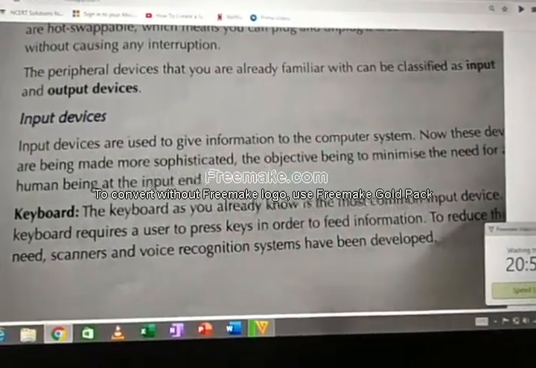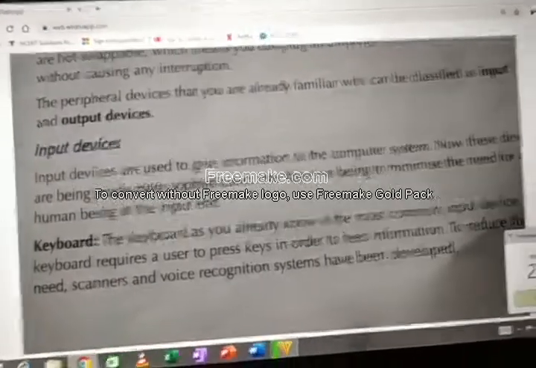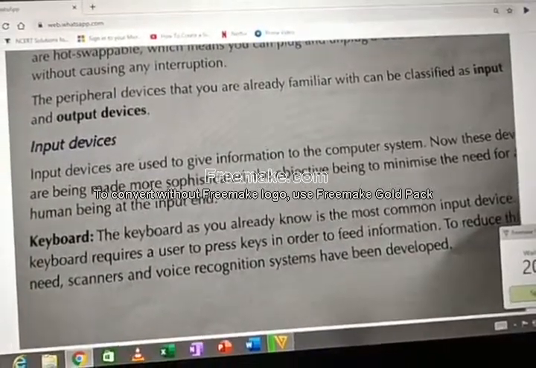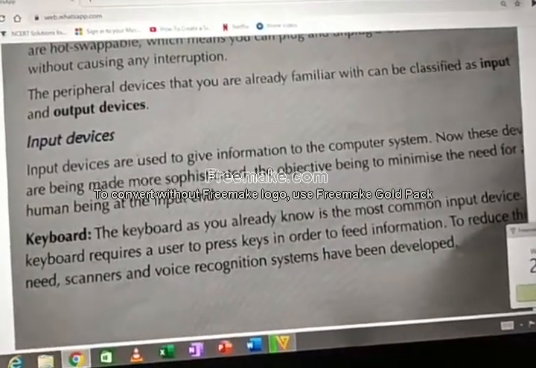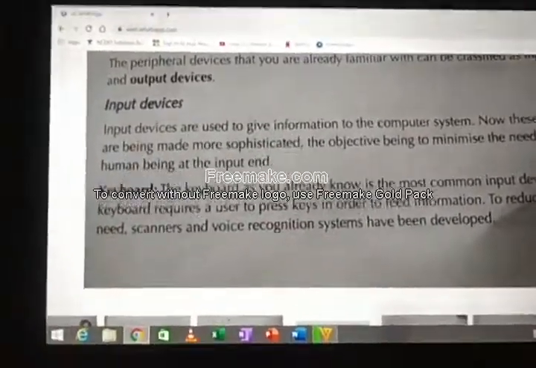According to your input, the computer will process. In the sense, input devices are made very easy. You can easily connect and you can easily use it. Keyboard, one of the main input devices.